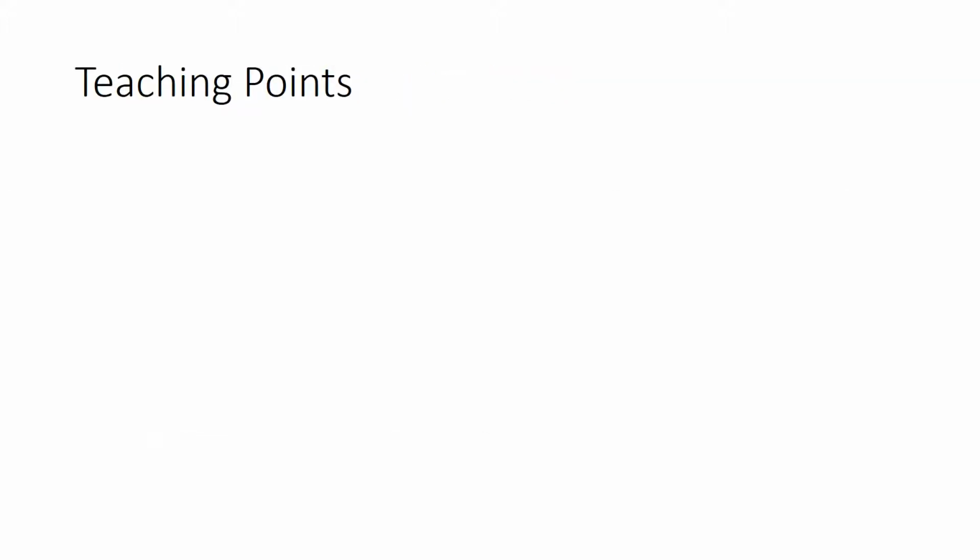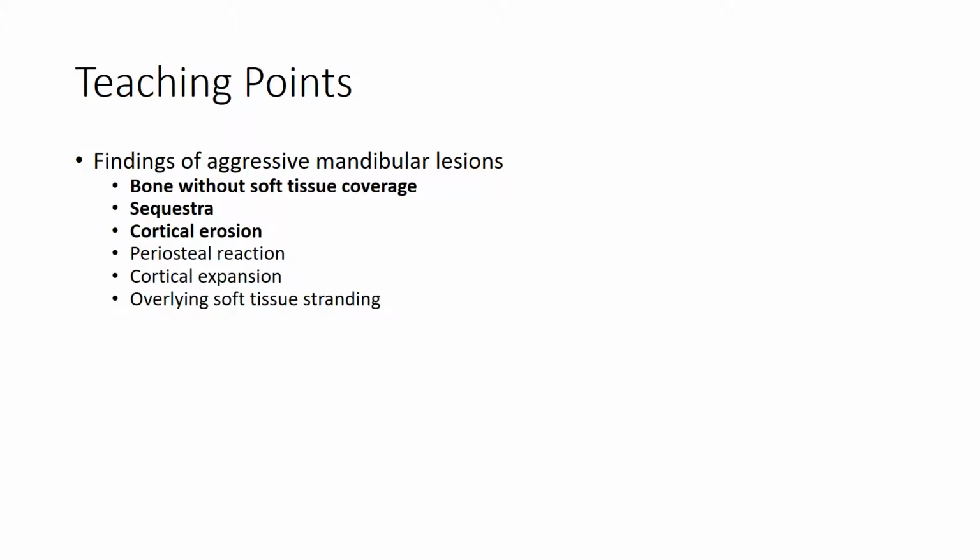So let me just review the teaching points. So findings of aggressive mandibular lesions. I've gone over this before, but I'll repeat it here. Bone without soft tissue coverage, which again is more easily seen clinically than on imaging. Sequestra, a piece of bone that is not attached to the rest of the mandible or maxilla. Cortical erosion, periosteal reaction, cortical expansion, and overlying soft tissue stranding. Now the first three I put in bold because those are more specific for a very aggressive process.